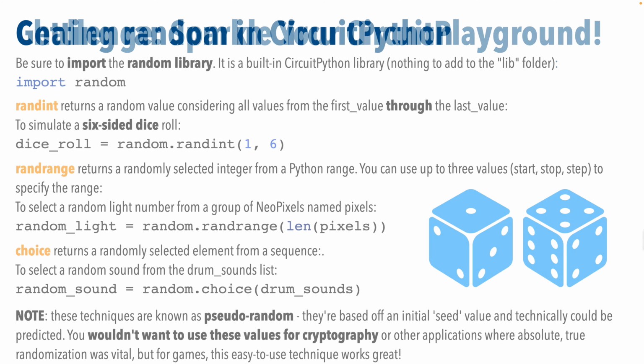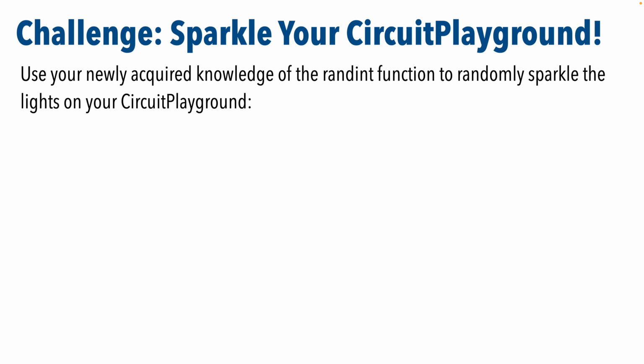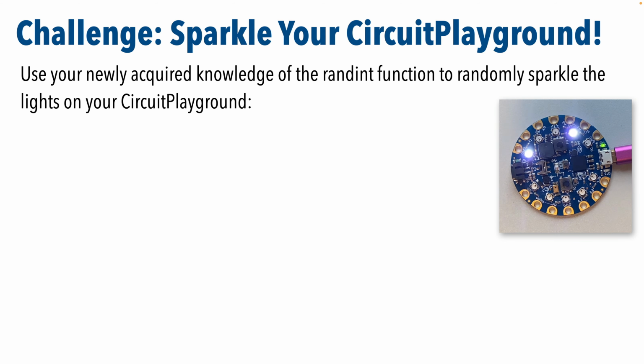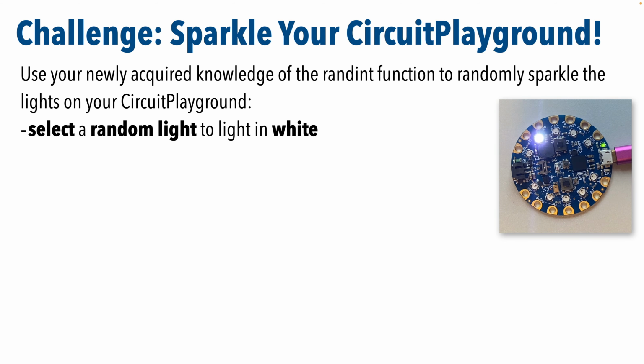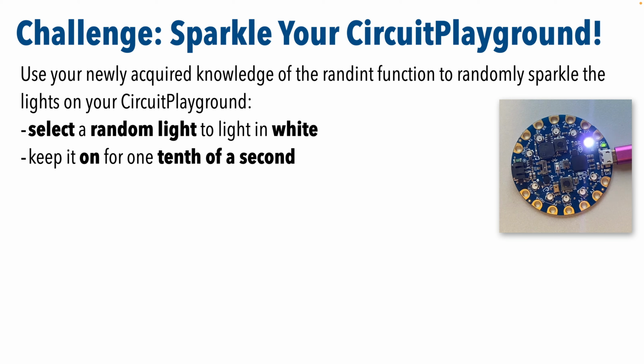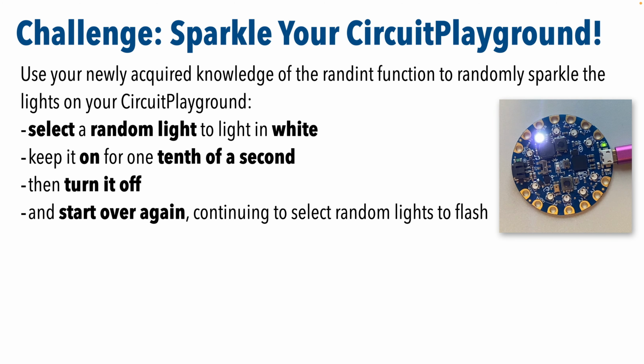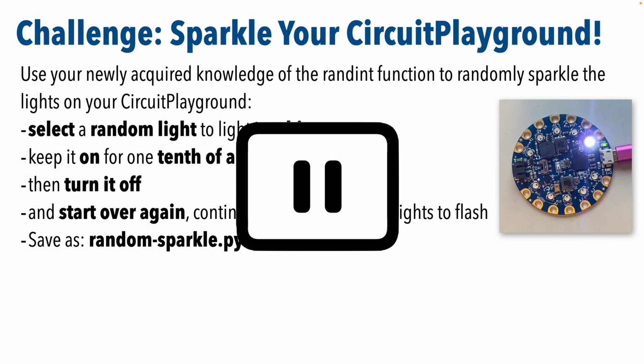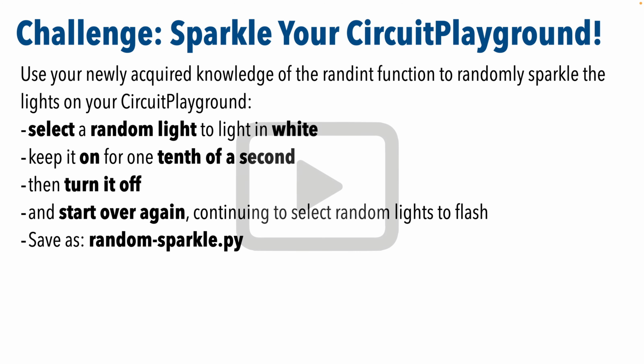But these routines are going to be great for us, and now that you know how randint works, let's have a challenge. Try to make the 10 lights on your CircuitPlayground sparkle like the one you see here, and the way to do that is to select a random light to flash white, then keep it on for 1/10 of a second, turn that light off, and then start over again, continuing to select random lights and flash them on and off. And when you're done, save this as random-sparkle.py. So why don't you pause the video and give this a try? I know you can do it. And let's resume and see how you did.